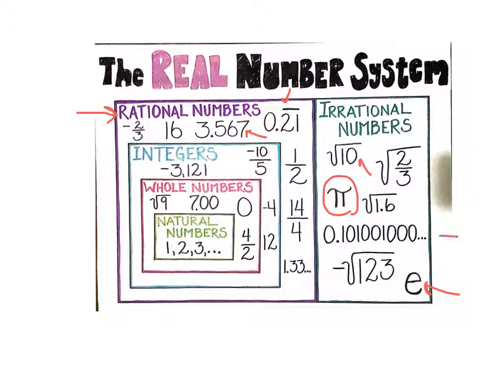This one right here gets people too. You got to be careful. It says 0.1010010000. There's a pattern, but it's not a repeating decimal. The same exact pattern does not repeat, so it's irrational.